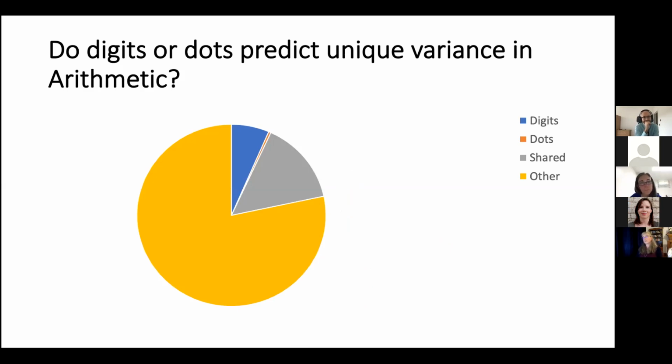However, I also wanted to point out the nice thing about regression is you can also look at shared variance, which is also relevant to understanding what's going on. The gray slice of the pie is the shared variance between the digit and dot comparison, and it's actually larger than the unique variance associated with the digits. Okay, I'll come back to this.